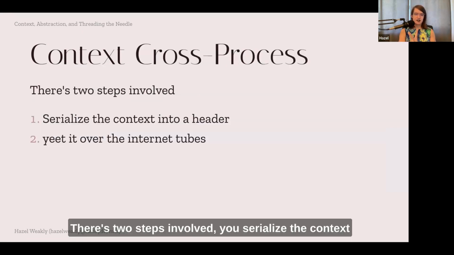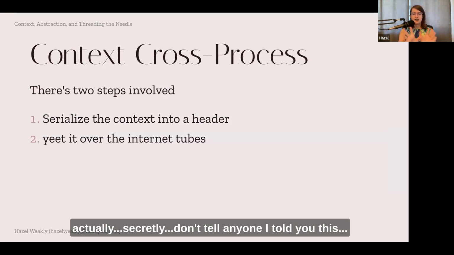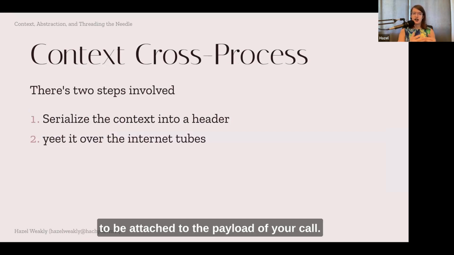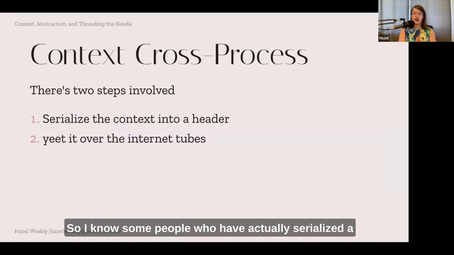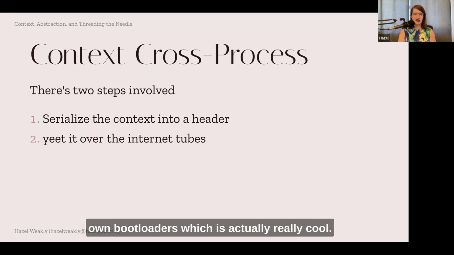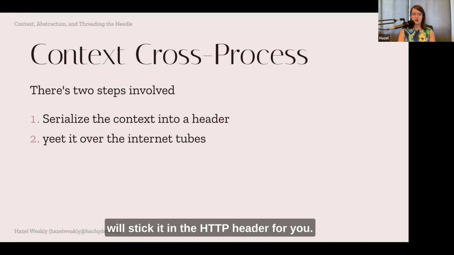Cross process. There's two steps involved. You serialize the context, and then you send it over the internet. Serializing the context into a header, and secretly, don't tell anyone I told you this, there's no reason context needs to be in a header. You can use any transport mechanism you want. Serializing the context just needs to happen somewhere, and then that needs to be attached to the payload of your call. I know some people who have actually serialized their context and embedded it into an RPC call as a way of instrumenting and tracing embedded systems. Some people have done that with their own bootloaders, which is actually really cool. So it doesn't need to be a header. Go wild. If you want to use the libraries and not write everything yourself, though, all the OpenTelemetry stuff will stick it in the HTTP header for you.